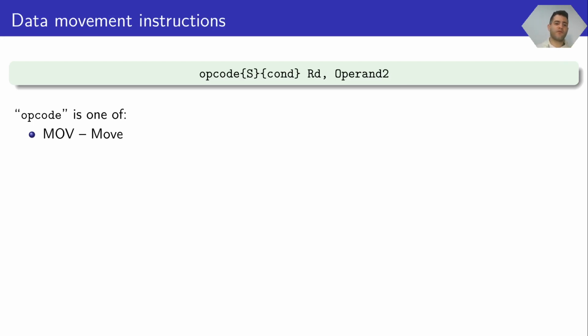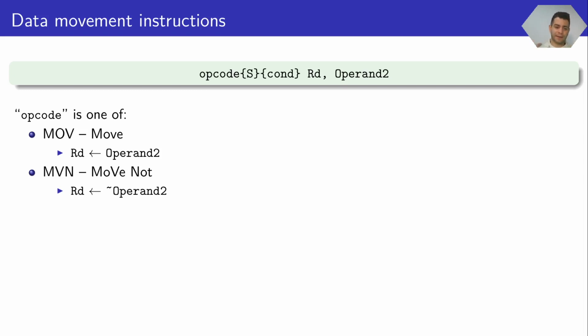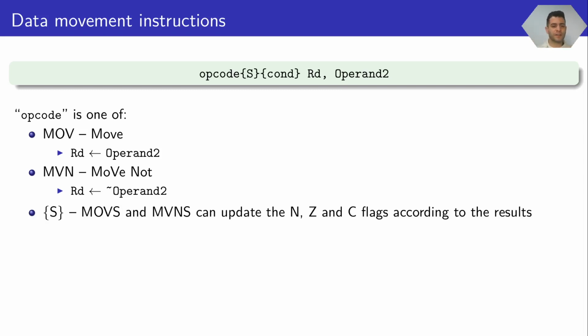Then we have the data movement instruction. We have already seen move. We are taking the value, the number that is in operand 2, and we are putting it into the Rd. Then we have the move not. We are negating the number, the bitwise logical negation of operand 2, and we are putting it into the destination register.